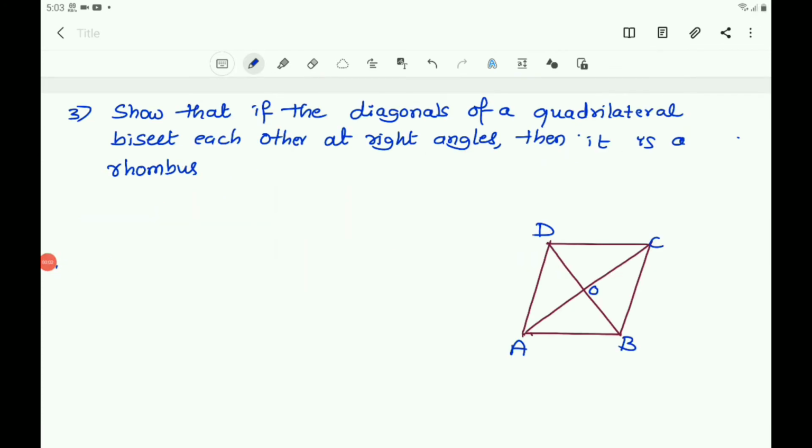Now the next question, third question: show that if the diagonals of a quadrilateral bisect each other at right angles, then it is a rhombus. So what is given, what you have to prove? It is given that the diagonals of a quadrilateral bisect each other at right angles. And we have to show that this quadrilateral is a rhombus. Now you take the figure here. ABCD is a quadrilateral in which the diagonals AC and BD bisect each other at right angles. So you write the solution.